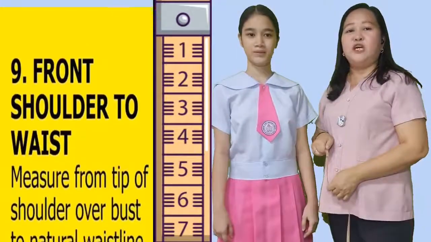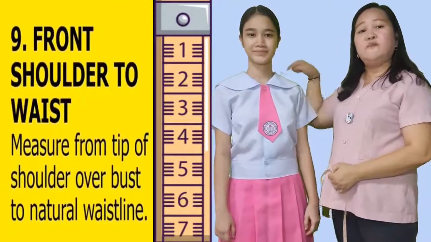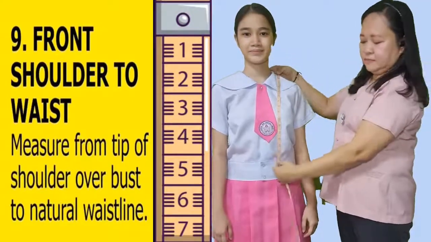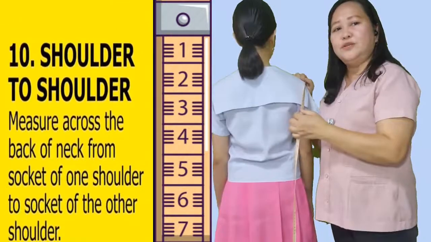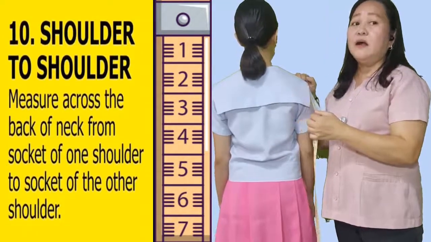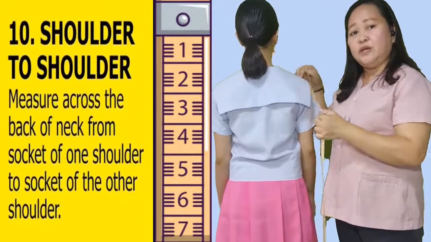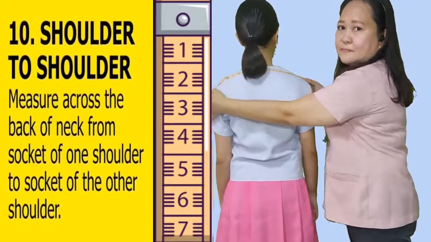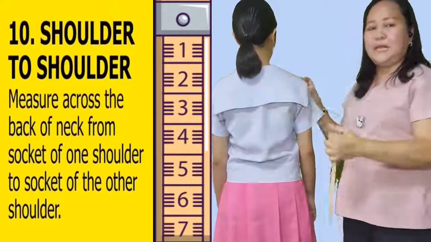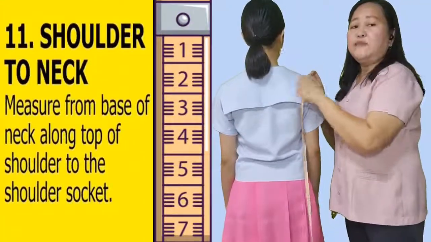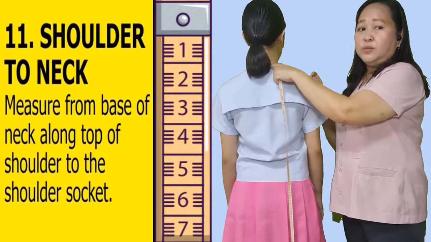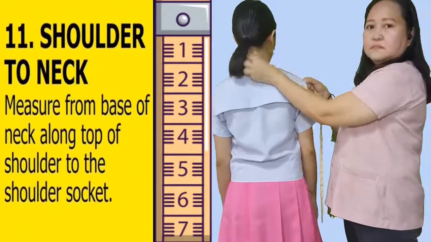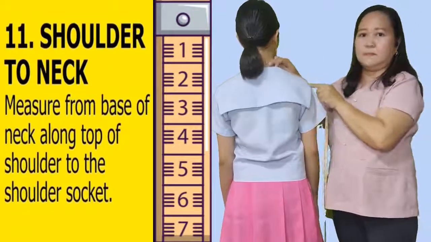Next body part is front shoulder to waist. Measure from the tip of the shoulder over the bust to the natural waistline. Like this. Next is shoulder to shoulder. Measure across the back of neck from the socket of one shoulder to the socket of the other shoulder. Like this. Next, shoulder to neck. Measure from the base of the neck along the top shoulder to the shoulder socket. Like this.